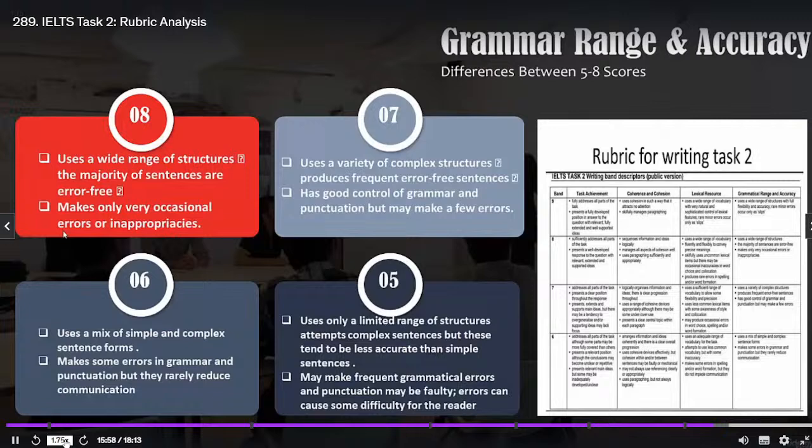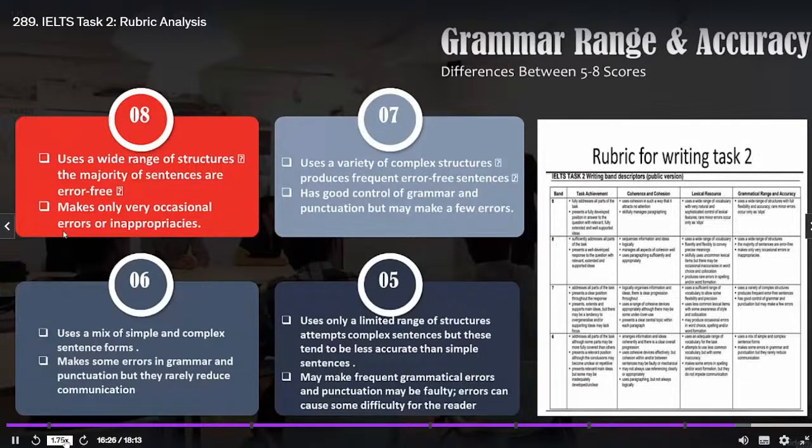Sometimes 16, 17, depending on the level that you're writing. If you're writing very concisely and using a lot of high-level sentences, compound-complex sentences, you might have fewer sentences, but you'll score a lot better. But if the majority of your sentences are not error-free, you're not going to get that 8. You're only allowed to make just occasional errors.